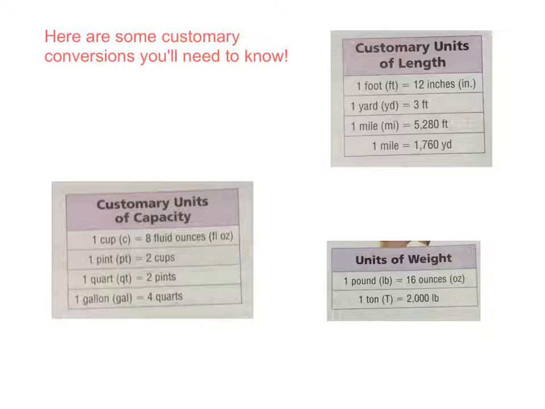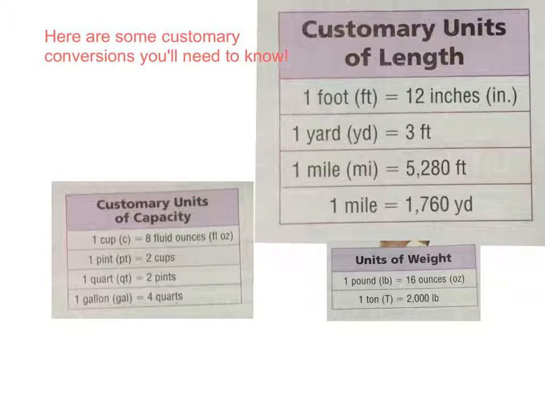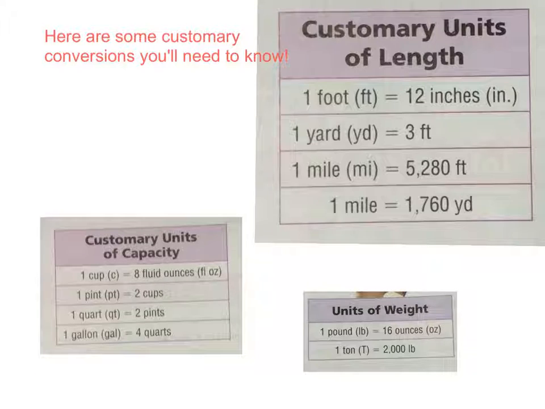Okay, so here are some customary conversions you need to know. And these are just basic knowledge facts that you need to memorize. Some of them you already know. For example, how many inches are there in 1 foot? 12. Okay, write it down. How many feet are there in 1 yard? 3. How many feet are there in 1 mile? 2,000. Incorrect. 5,280. Write it down. And then, therefore, there are 1,760 yards in 1 mile.